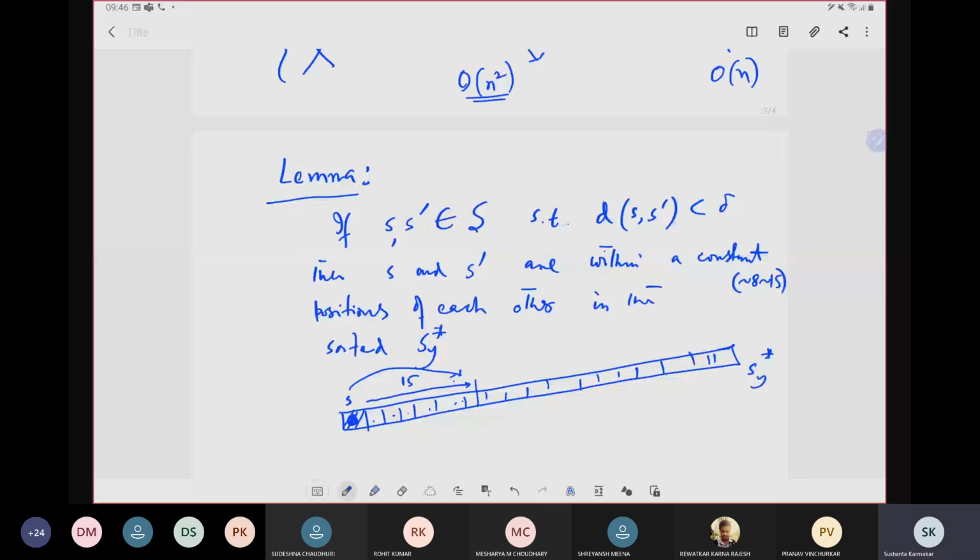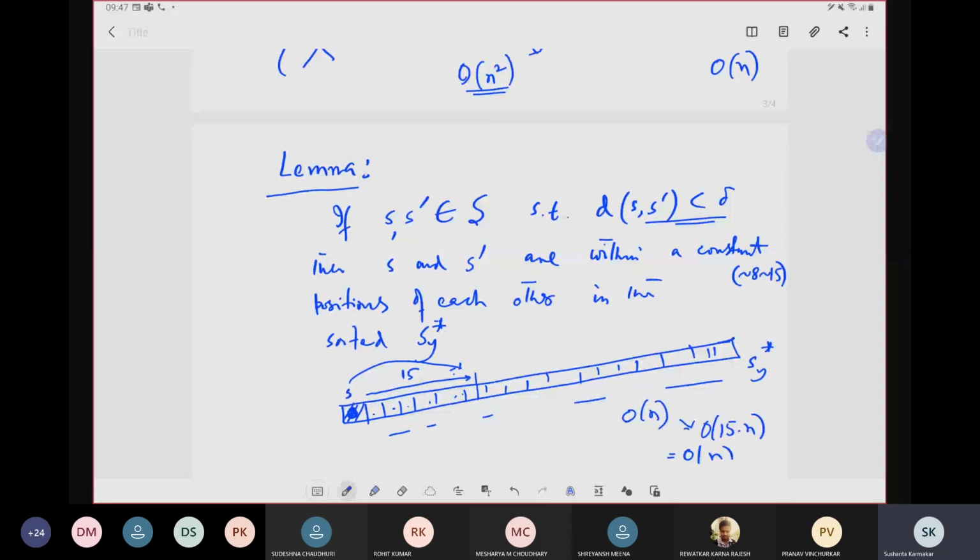So how many points are there in this list? There are order of n points. And for each of them, I need to actually consider next 15 points or previous 15 points. So overall time requirement will be order of 15 times n, which is essentially some order of n. So that essentially is the beauty of this lemma.